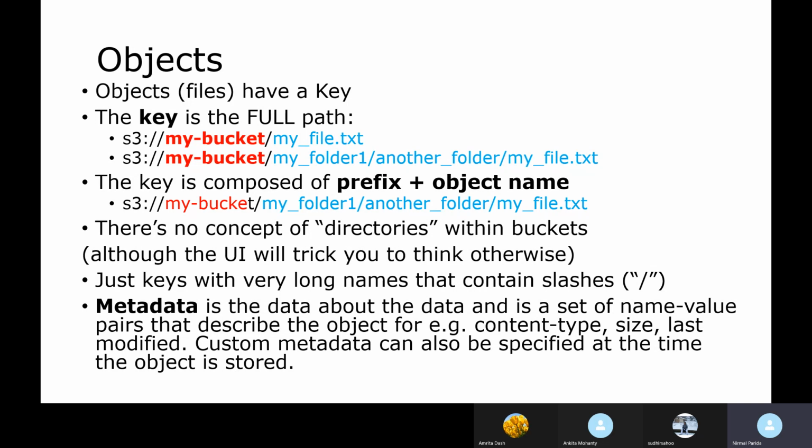Metadata is the data about the data. So metadata is extra information about your object, and is a set of name-value pairs that describe the object. For example, your content type, size, last modified. Those you can call metadata. What is the size of my data? When was my object last modified? Those extra pieces of information are metadata. Custom metadata can also be specified at the time the object is stored. So you can also provide some custom metadata.